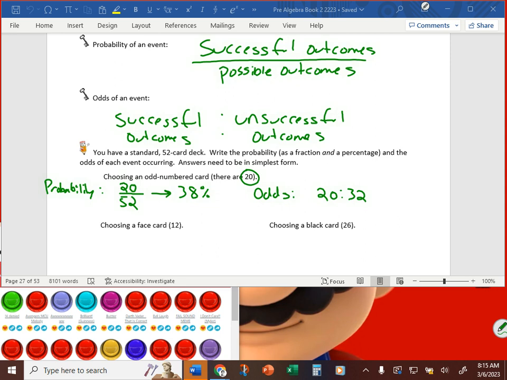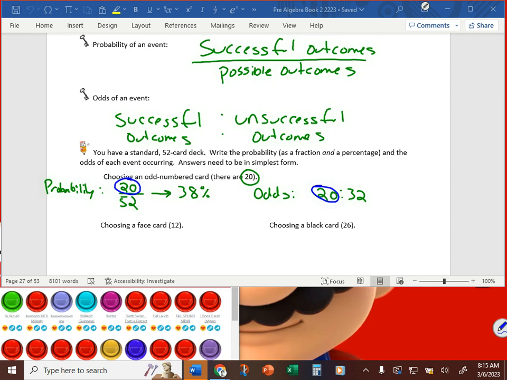Now, a couple things to notice here. Notice that both of these methods, the probability and the odds, share this 20. That's part of both of them, right? Both of these identify the number of successful outcomes. The difference is probability tells you how many there are total. Odds tells you how many are unsuccessful. But what do you notice about 20 and 32?